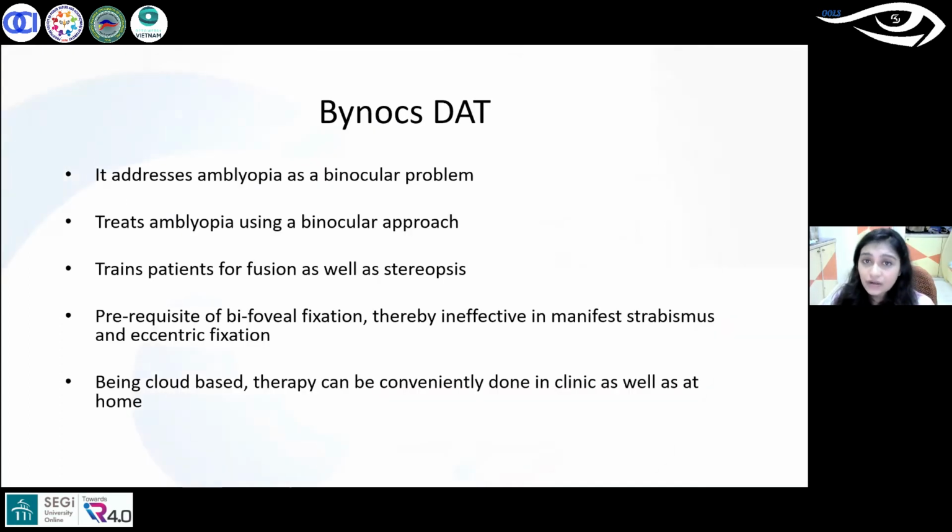Now, coming to Binocs and what it does in dichoptic anti-suppression therapy. With Binocs, we approach amblyopia as a binocular problem. We treat patients not just to increase their visual acuity, but also to increase their fusion and their stereopsis. A prerequisite to this is that the patient should have bifoveal fixation. So in manifest strabismus with eccentric fixation, it is ineffective. And the major point of Binocs is that because it's cloud-based software, patients can do the therapy in clinic as well as at home.